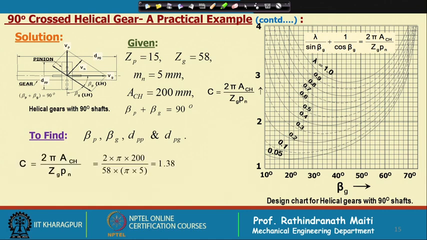Now, first we calculate C, which becomes 1.38. Just mind it, this is for module 5. We would like to restrict the center distance to 200. Module 5 is good, but it can be varied, that we will check. So, we get it is 1.38, and it is plotted here. So, this line will come over here, because this ratio is 1.38, whereas lambda is 0.258, which is not available in this chart, but we can extrapolate or interpolate.